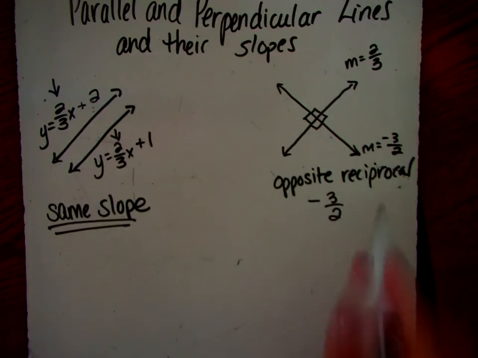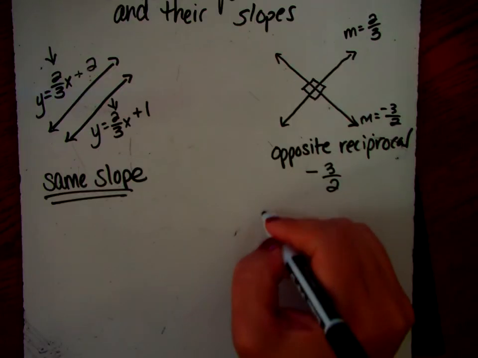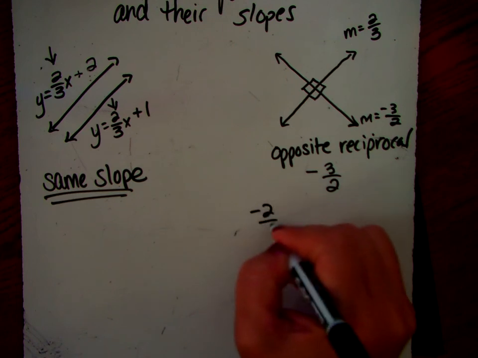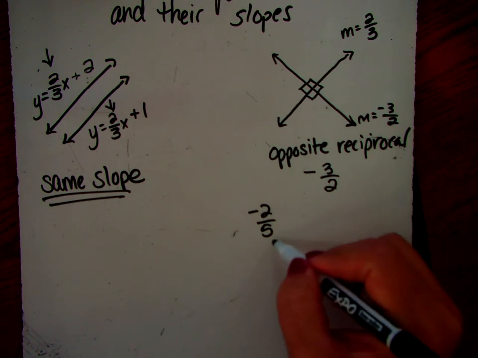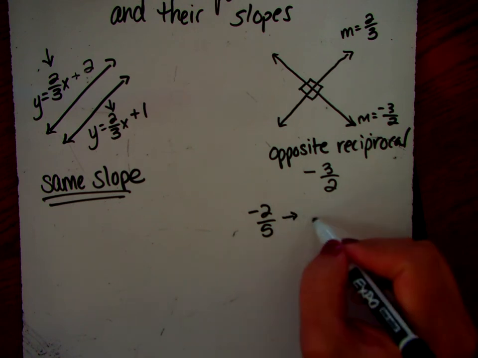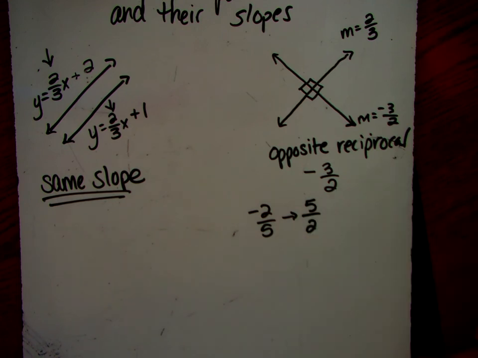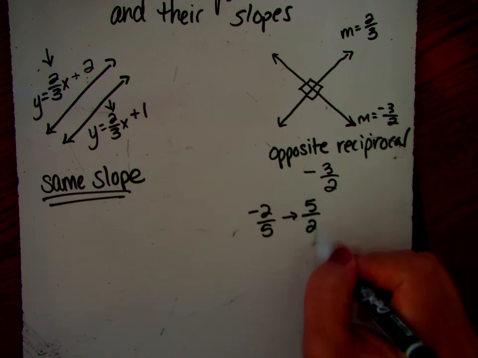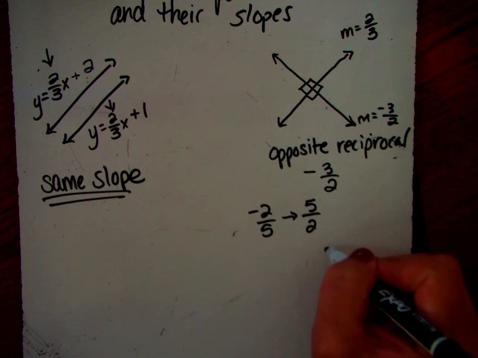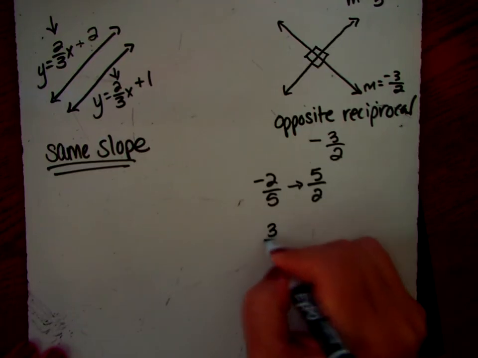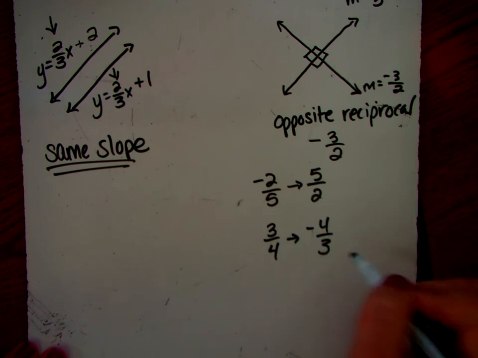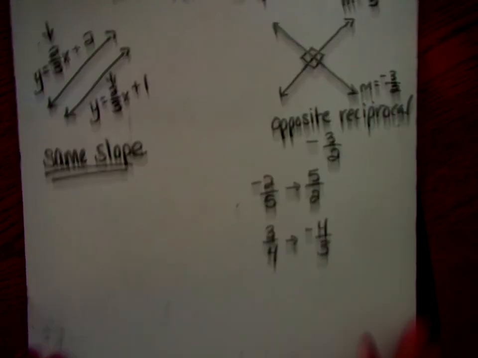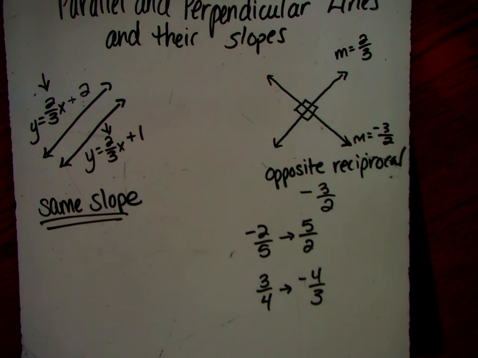So let's just do some quick examples. If you have -2/5 for one slope, and I ask you what is the slope of the perpendicular line to this one, you are to tell me, okay, well, that's negative, now I'm positive, and I flip over. So the line that's perpendicular has a slope of 5/2, okay? So 3/4 turns into -4/3, okay? Change your sign, flip your fraction. All right, so let's do some examples.